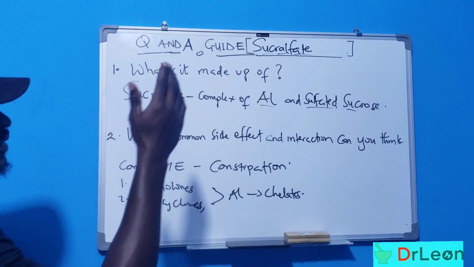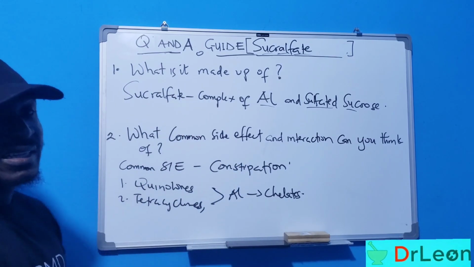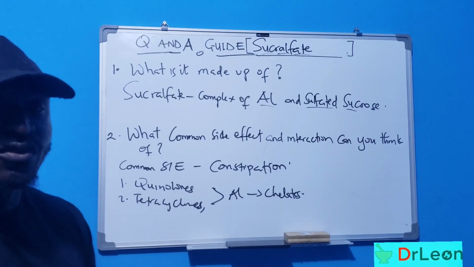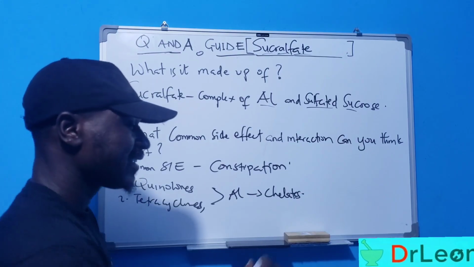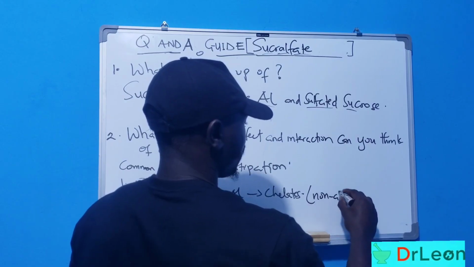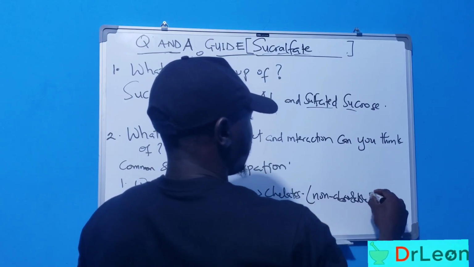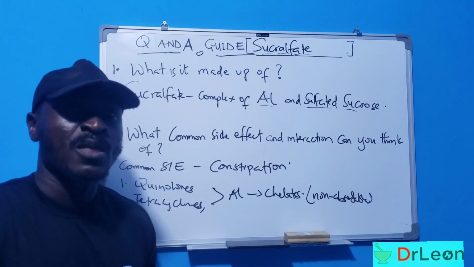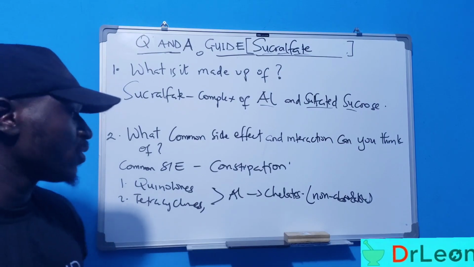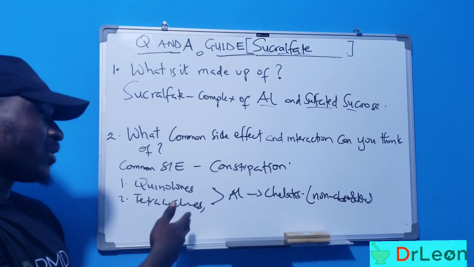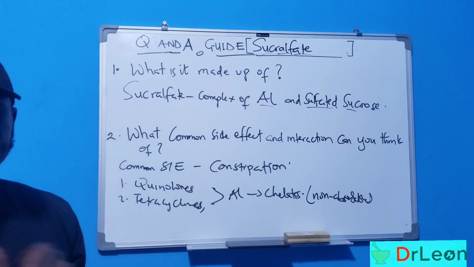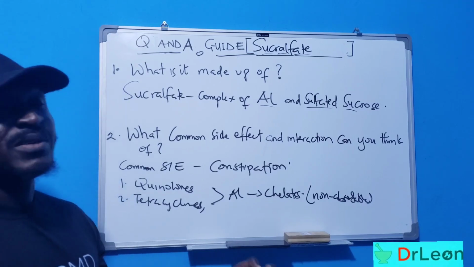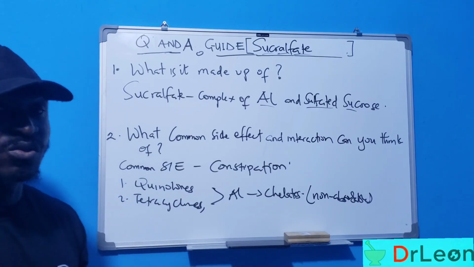So when you take the Sucralfate and the quinolones or tetracycline together, because of the aluminium, these drugs bind to the aluminium to form chelates. And these chelates are non-absorbable, meaning their absorption will be inhibited. So only a small amount of the antibiotics will get into systemic circulation. And for that matter, you also have to space their administration by at least 2 hours.